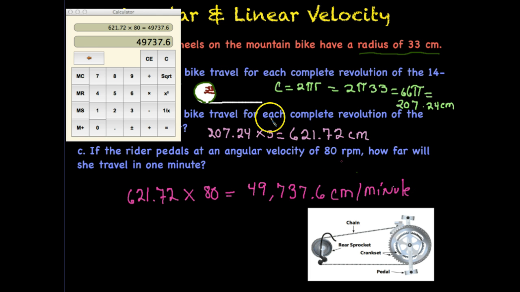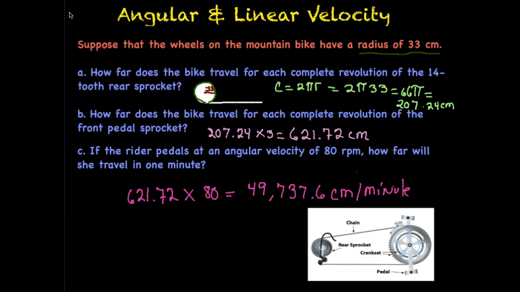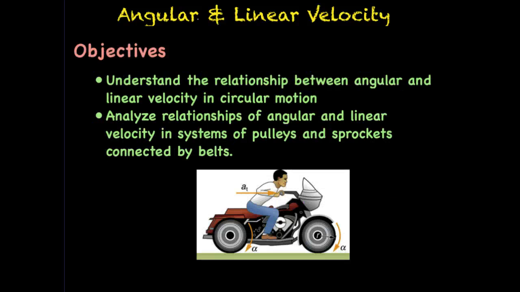So taking what you know and applying it to each of these problems can help you to solve them, as long as you understand the difference between angular and linear velocity. Remember that angular velocity is how many revolutions you're going to make per minute or per second or per hour, versus linear velocity, which is the distance you're going to travel per minute or per second or per hour. That concludes our lesson today on angular and linear velocity. So now you should understand the relationship between the two, and be able to analyze different relationships with sprockets or pulleys, or even be able to solve problems using angular and linear velocity.